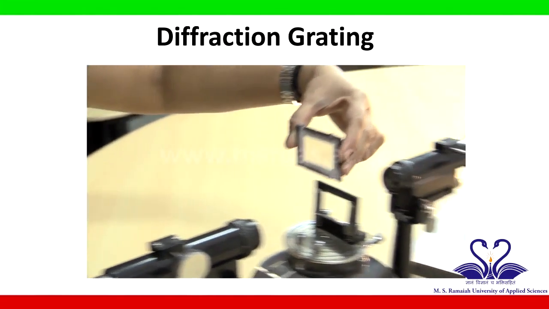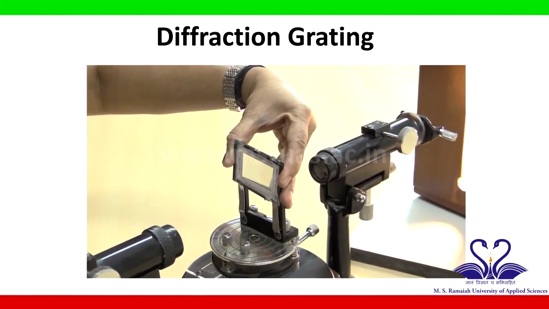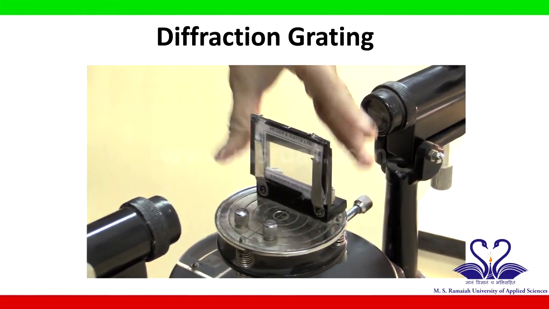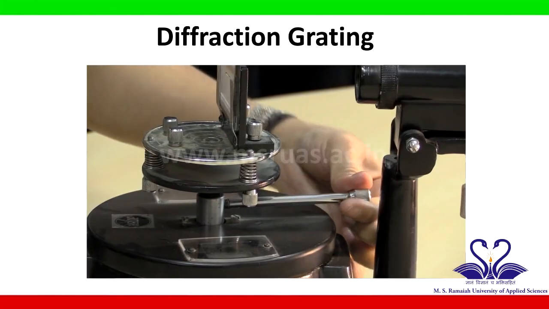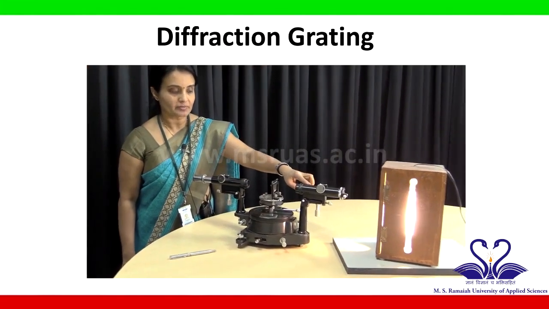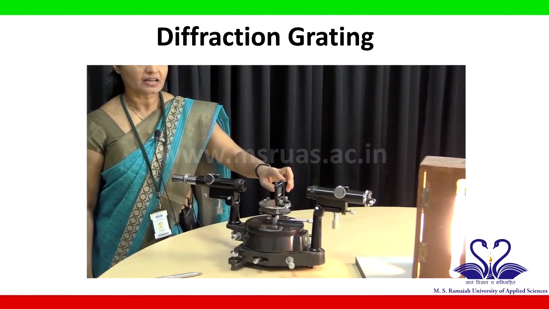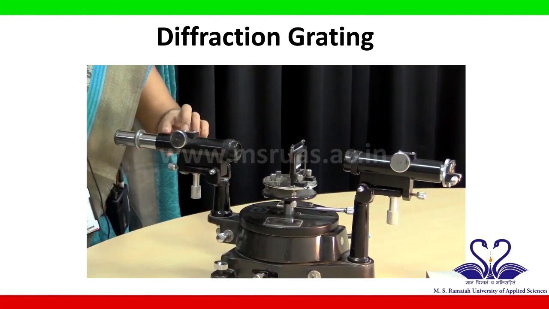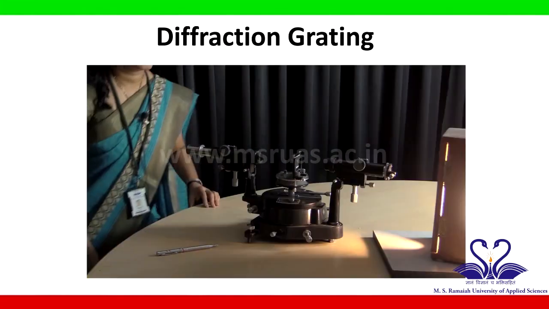Next, mount the grating on the grating stand and fix the grating table. Now, light from the source passes through the collimator, falls on the grating, and undergoes diffraction. The characteristic spectrum of mercury can be viewed through the telescope.